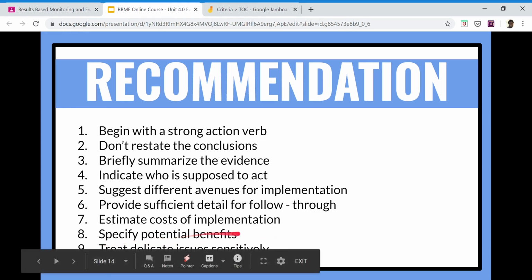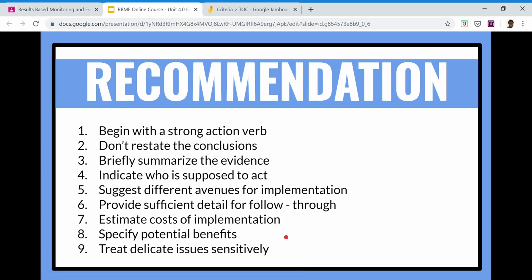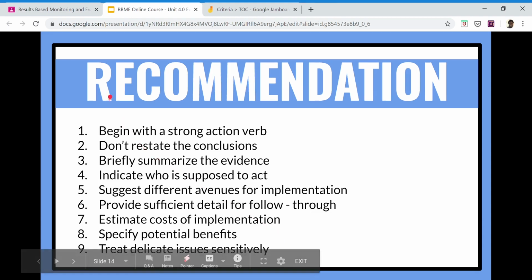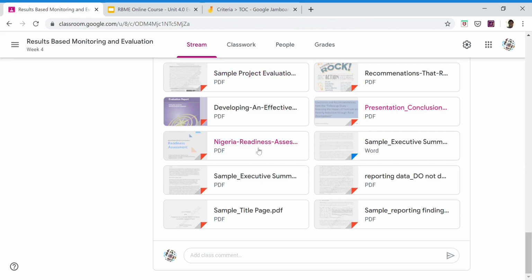At this point, delicate issues should be treated sensitively. So you should think about what's keeping the policymaker up at night, and not put something in your recommendation that's going to go against that. So something that is appealing, like the word I used at first, is quite important for your recommendation. Very, very important.